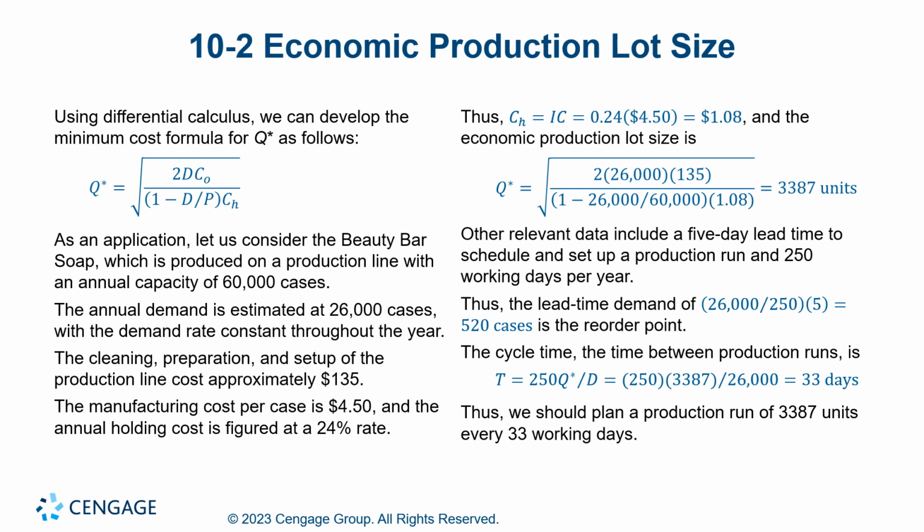And the cycle time in this case is the time between the production runs. Using the equations, the cycle time T is given by 250 multiplied by the Q optimal divided by D. In this case, the Q optimal is 3,387 and the demand is 26,000, and T is equal to 33 working days. And therefore, in this case of Beauty Bar soap, we should plan a production run of 3,387 units every 33 working days.